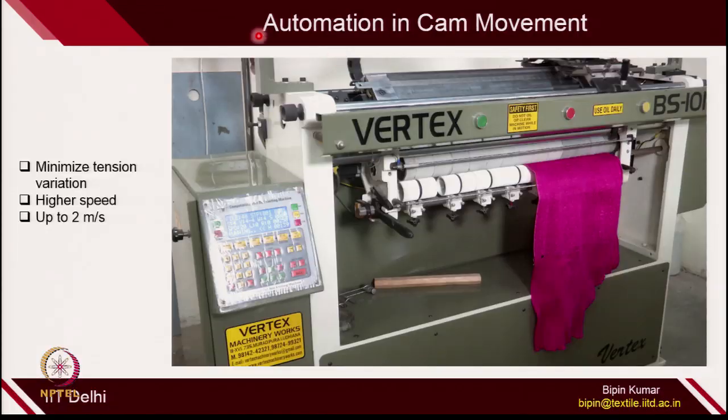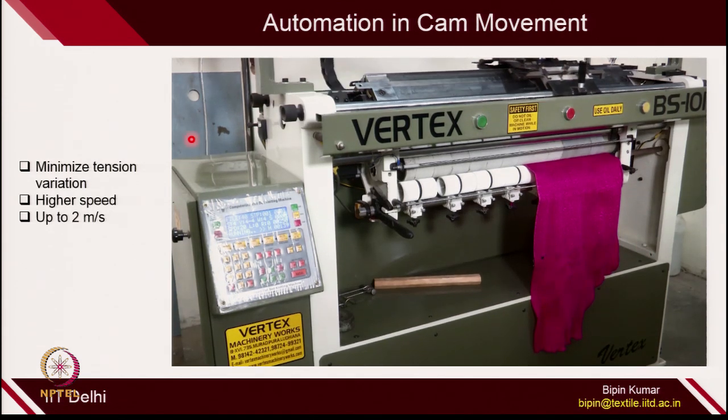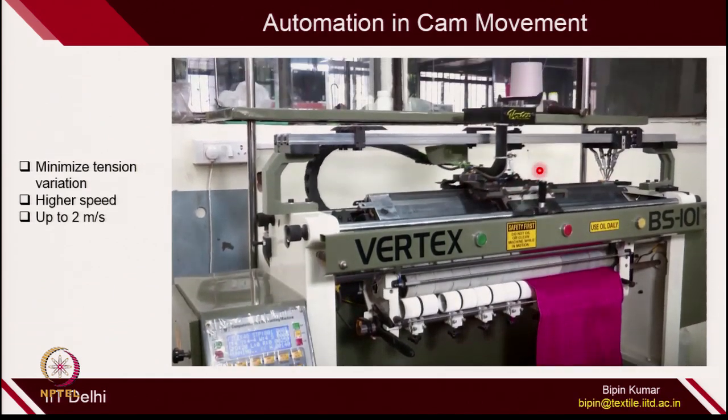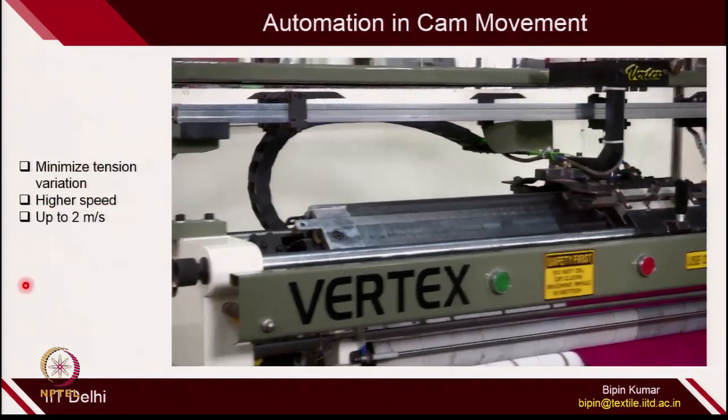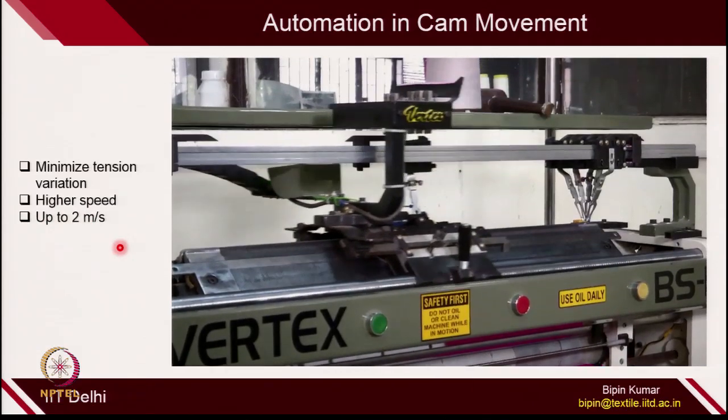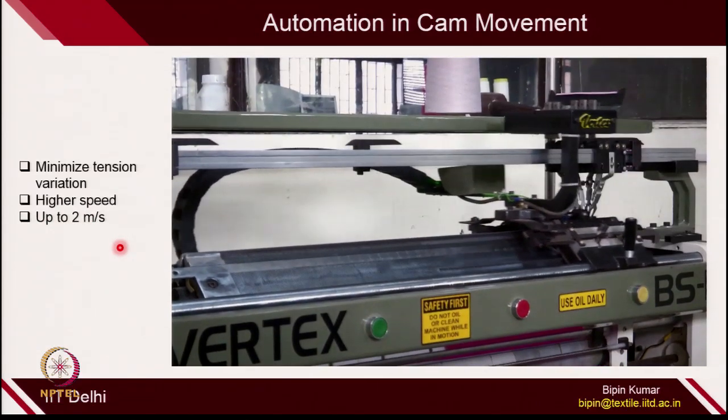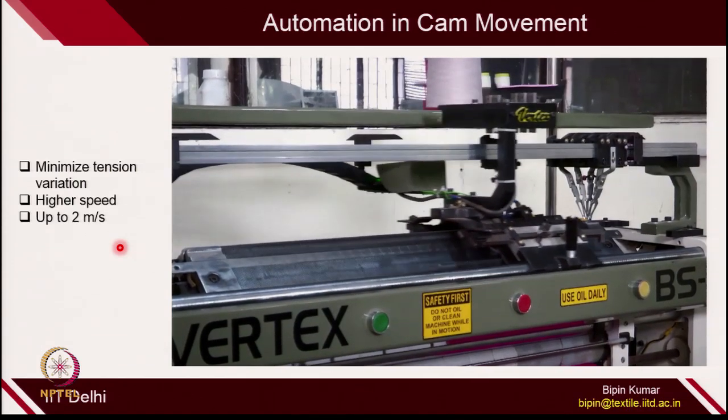So, the first advancement was automation in cam movement. Every manufacturer wants limited interference from the operators, because when an operator is operating the machine, there could be tension variations because of the carriage being moved by hand. The first advancement in the machine was the automation of the cam movement, or the carriage movement. Here you can see the carriage is moving with the help of electronic motors, and because of that you have minimum tension variation, and the carriage speed can also be controlled, and we can reach up to 2 meters per second.